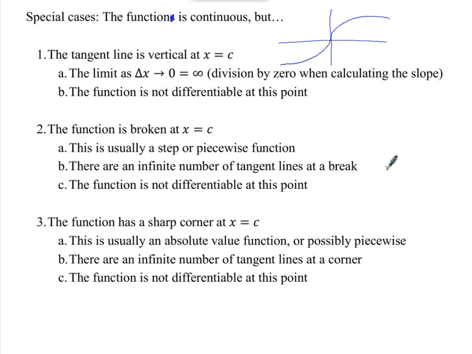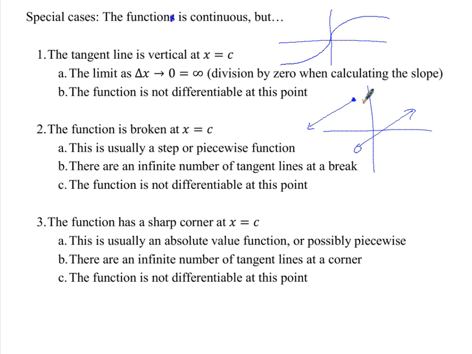The second case, the function is broken at x equals c. We've talked about broken functions a little bit in here. If I have something that does, say, something like this, that would be a piecewise function. Or you could have like a greatest integer function going on. There's an infinite number of tangent lines at a break. And the reason for that is what you're doing all along here is you're finding the slope of the tangent line, right? Well, what is the slope of the tangent line at exactly that point?